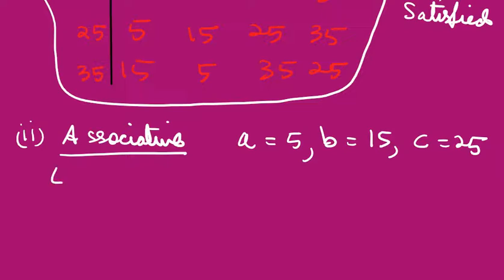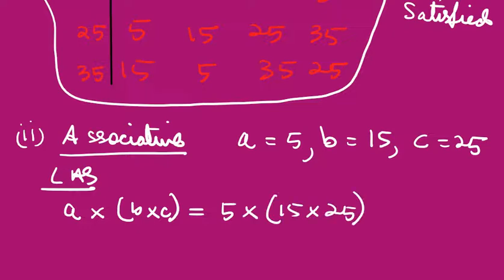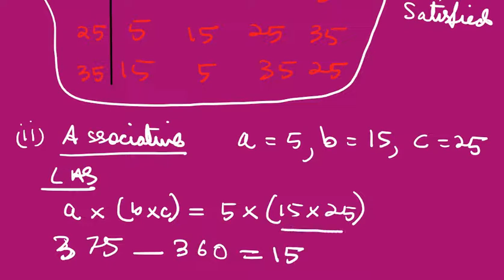Now what is the left hand side of my associativity? A into B into C, so that is 5 into 15 into 25. What is my 15 into 25 value? It will give you the answer 375. But you cannot keep that 375. Now you have to subtract a multiple of 40 that is very close to it. 40 into 6 is 240, 40 into 7 is 280, 40 into 9 is 360, right? So that's the closest I'm getting, 360. By subtracting 360, I'm getting a 15.